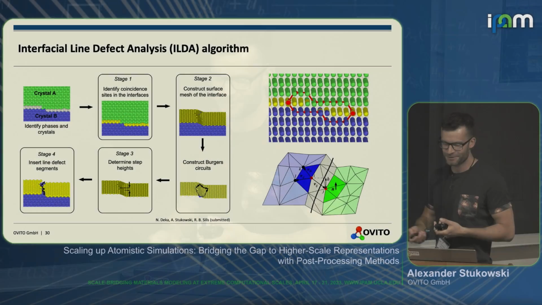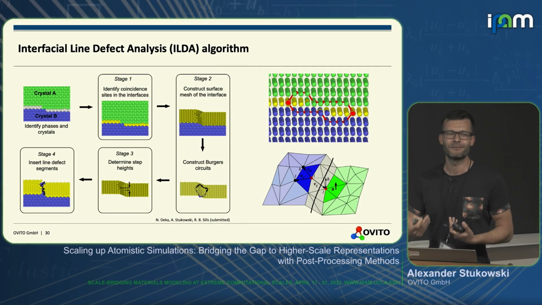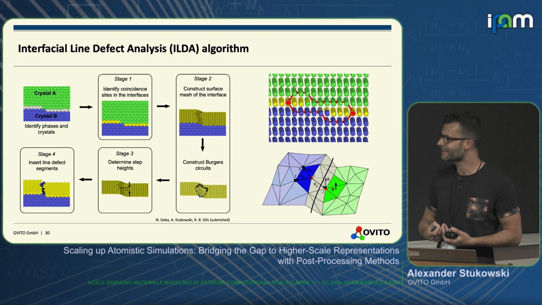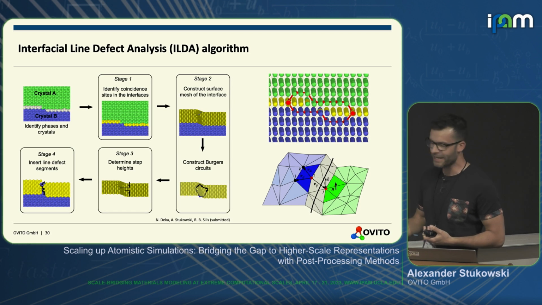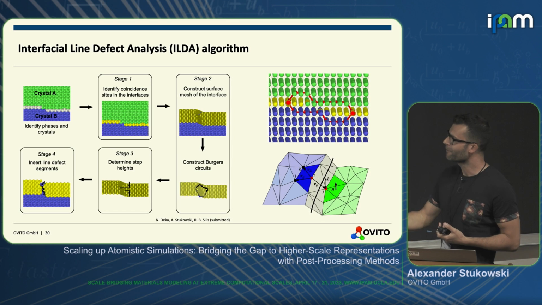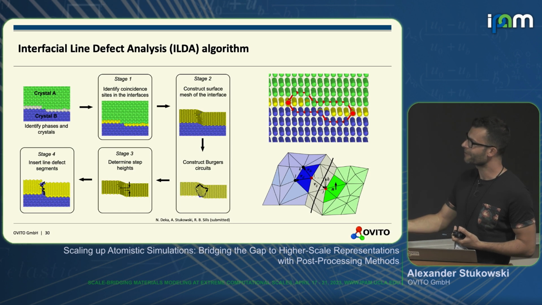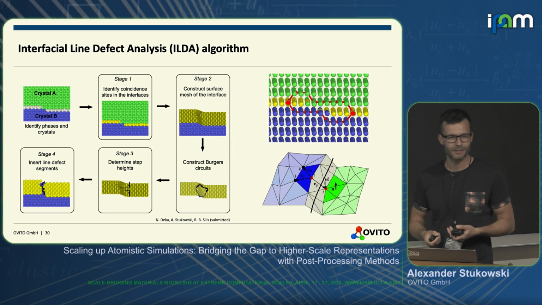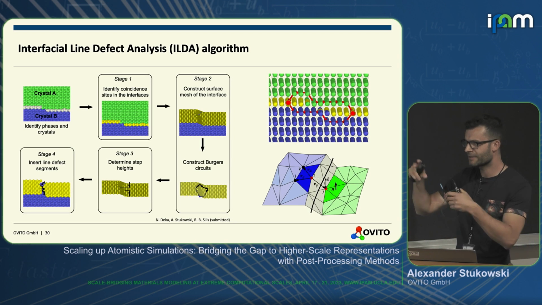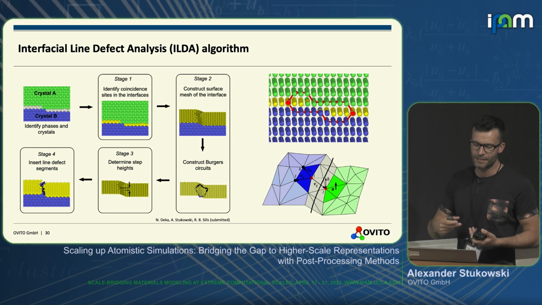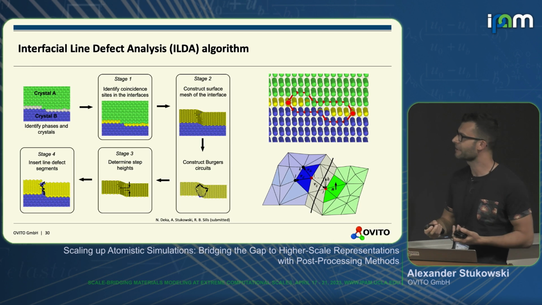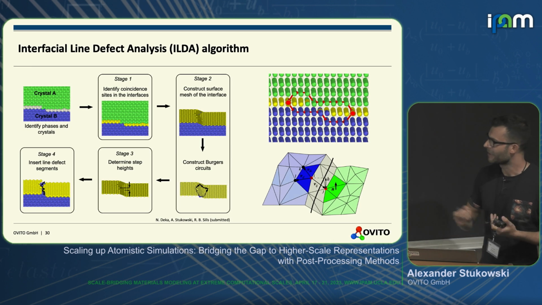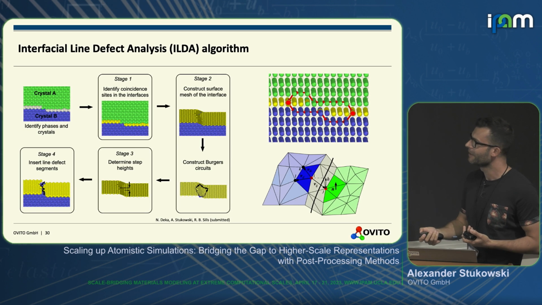So Ryan calls this the interfacial line defect analysis algorithm, or ILDA, and this is an overview of the different steps involved. It first decomposes or segments the polycrystal into different grains to then focus on the interfaces separating these grains. It identifies coincident site atoms. So these are the yellow atoms here. These coincident sites are atoms which are part of both lattices, at least approximately. And the algorithm identifies these sites.